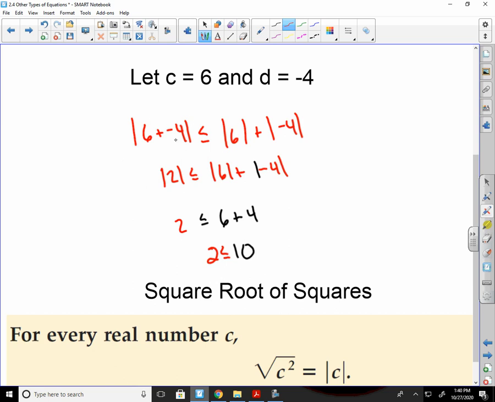Wouldn't matter what numbers I plug in for c and d, this is always going to end up being true. Let's say I made those both negative. -6 plus -4.